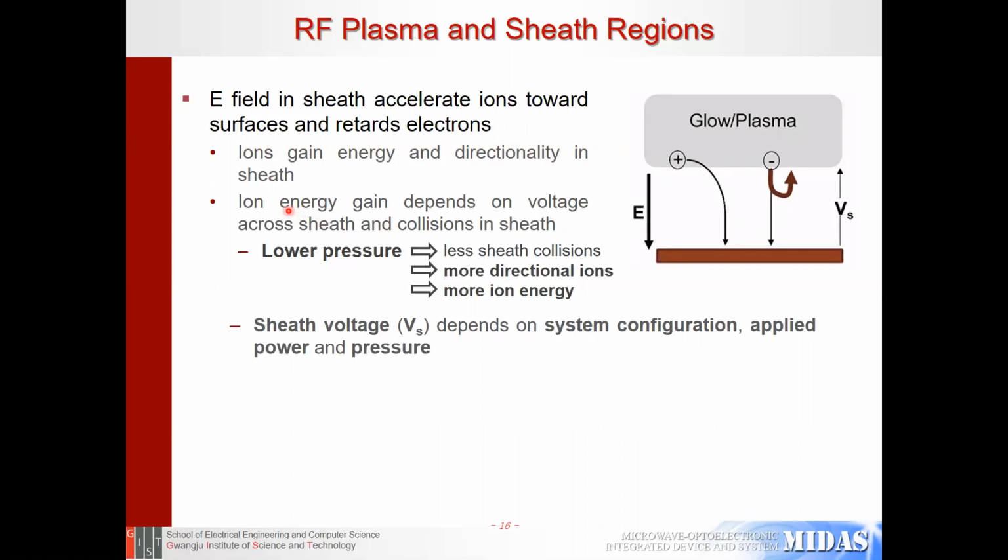The ions gain energy which depends on the voltage across the sheath and the collisions in the sheath region. At low pressure, we have fewer sheath collisions, which means more directional ions and more ion energy. At the sheath, we have the voltage, known as Vs, which depends on the system configuration, applied power, and the pressure.